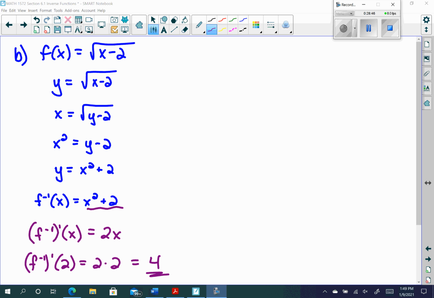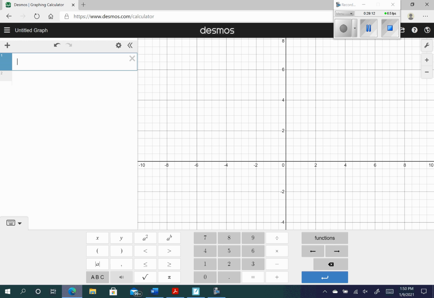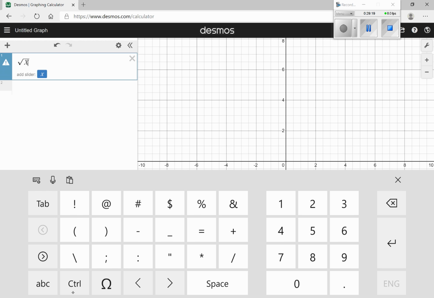So let's go ahead and check this graphically. If you have a graphing calculator, please get that out. If not, you can go to Desmos.com. It's a wonderful website that allows you to treat it as a graphing calculator. There's so much more you could do with it as well. But if you go to Desmos.com or on your graphing calculator, let's go ahead and just type in our function, which is the square root of x minus 2.